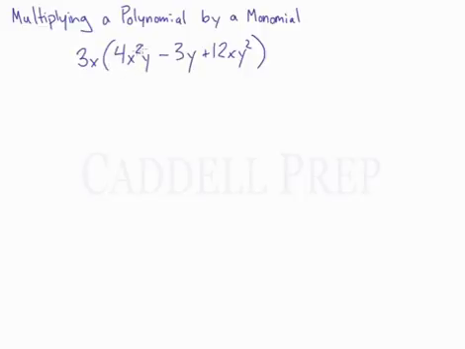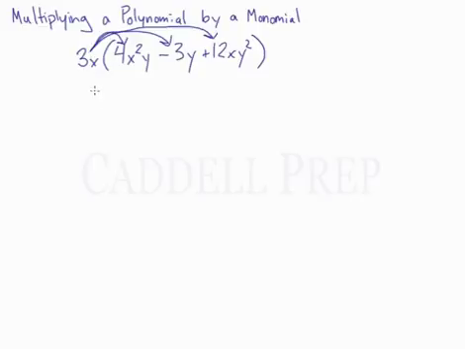We know from order of operations we're supposed to do parentheses first. But when we look at what's inside these parentheses, we see that there are different terms. They're not like terms, so we can't combine them. In which case, we have to use our distributive property to distribute what's on the outside to each one of these terms. So I'm going to do 3x times the first term, 3x times the second term, and 3x times the third term.